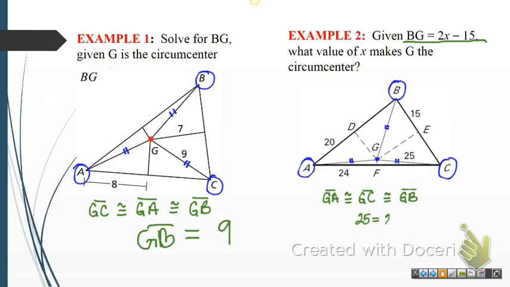So I should be able to set those two things equal to each other, right? So I'm making a substitution. GC is 25. GB is 2x minus 15. They have to be equal to each other because the circumcenter is always equidistant from the vertices. So now I just am left to solve this equation. I get 40 equals 2x. And I get x equals 20.